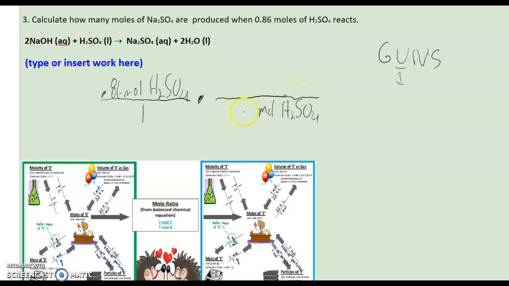Cool. So I know I did it right because these are going to cancel. On the top is what I'm looking for, because on my mole map it says put the thing you're looking for on the top. What am I looking for? I forgot. Na2SO4. Mole Na2SO4.